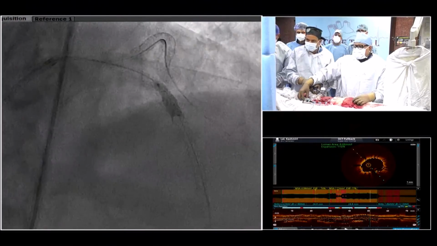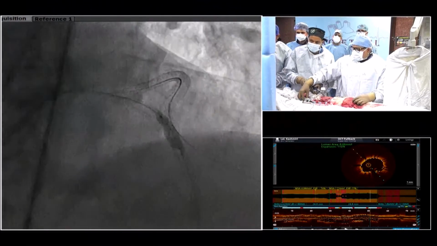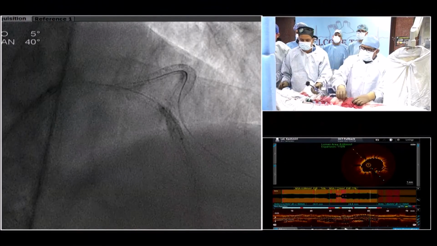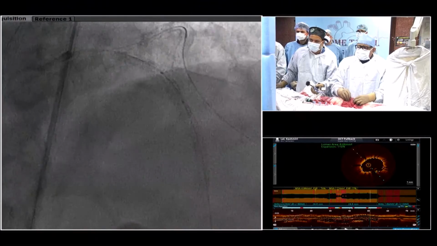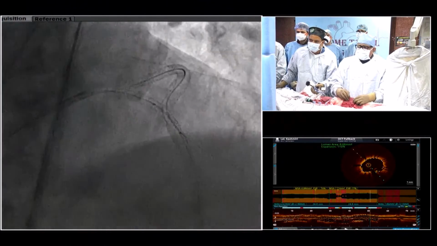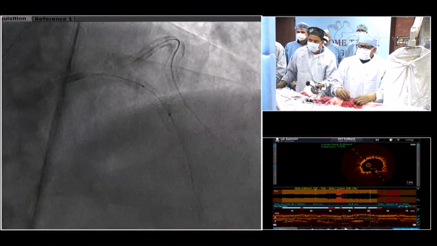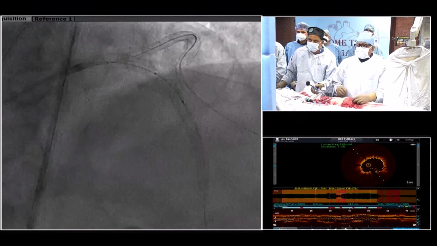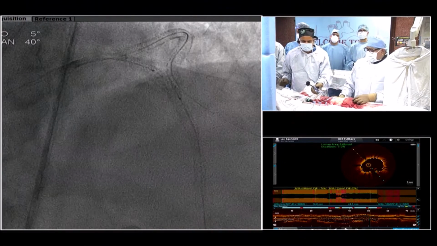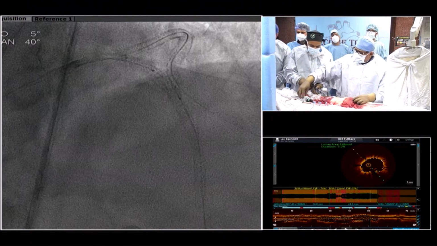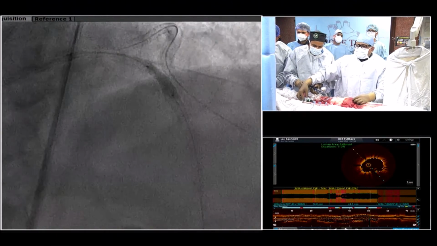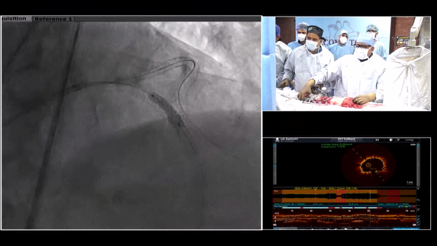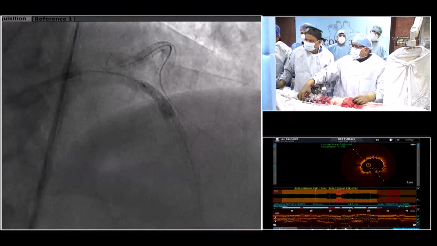Six. Negative. So this particular segment is the one, I think this again required inflation at 6 atmosphere. Meanwhile, the patient is having some fall in the blood pressure at the time of the inflation, for which minimal inotropic support has been started. 4 and 6. So this is the particular point.